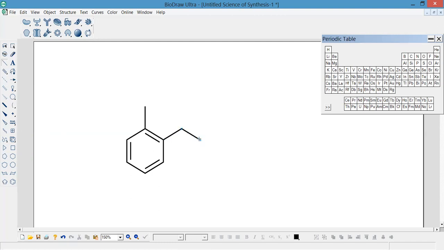Draw the acetyl group. Now select the different types of atoms. Here is an oxygen atom. Select the carbon atom. Here is a carbon atom. Now add a double bond to represent the acetyl group, select the oxygen atom from the periodic table and put the oxygen atom here. This is the acetyl group.